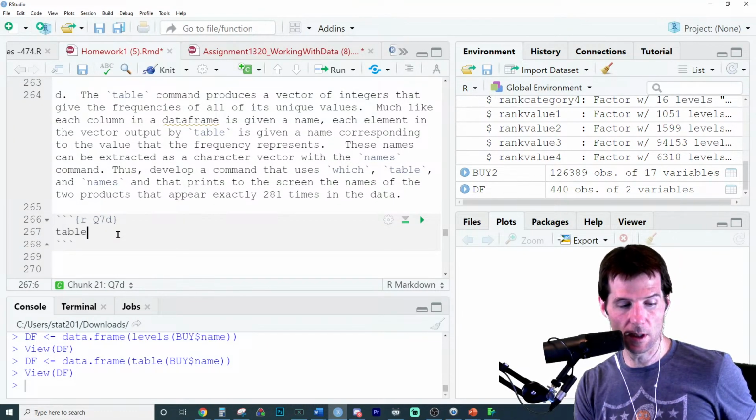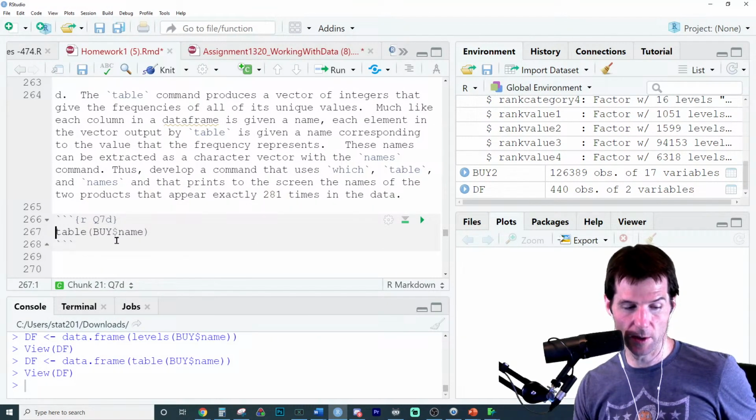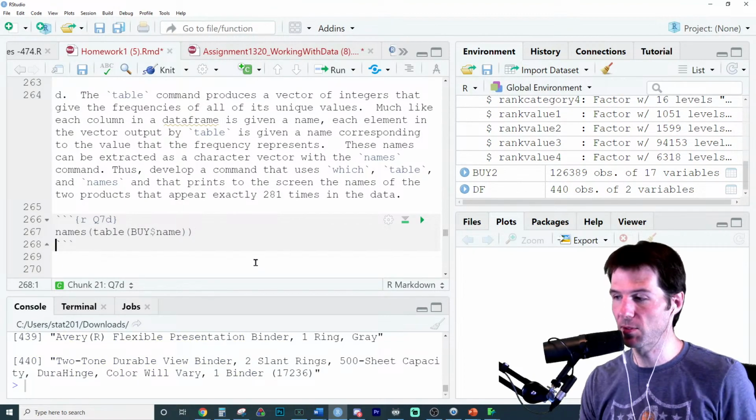So anytime we do a table, it is a named vector. So you can go right here to the names of a table. I always type name and then it messes up. And here's the names of a table.